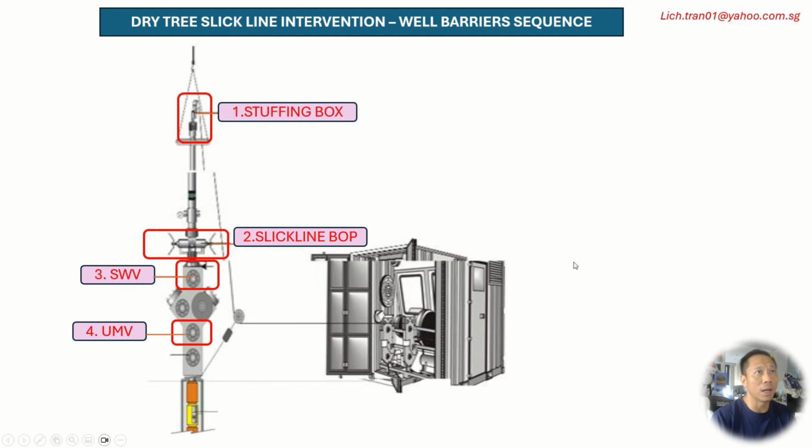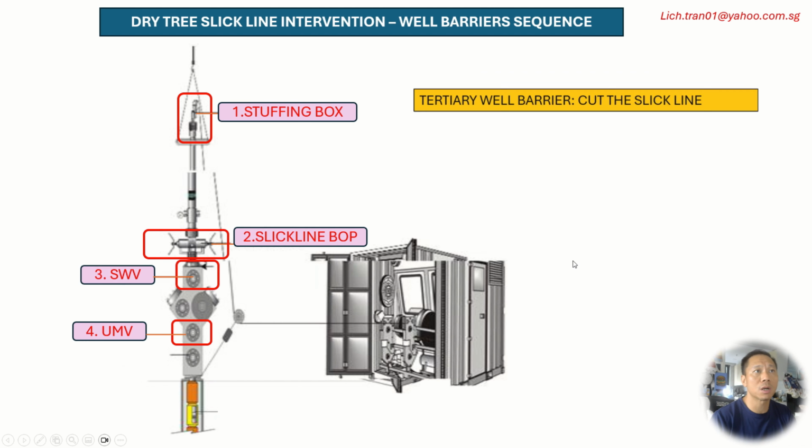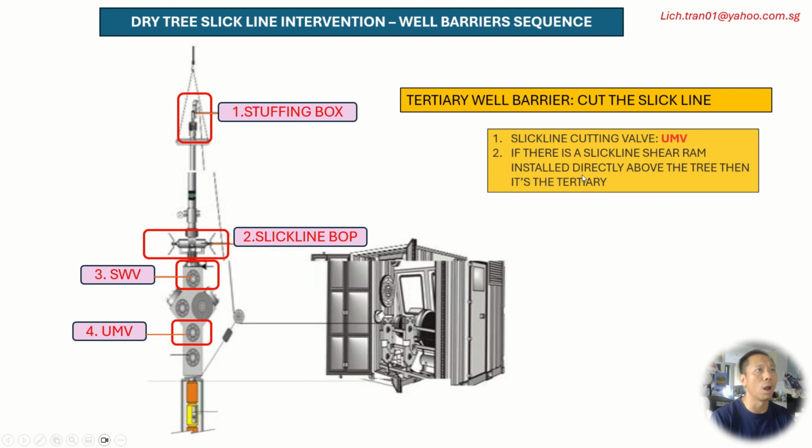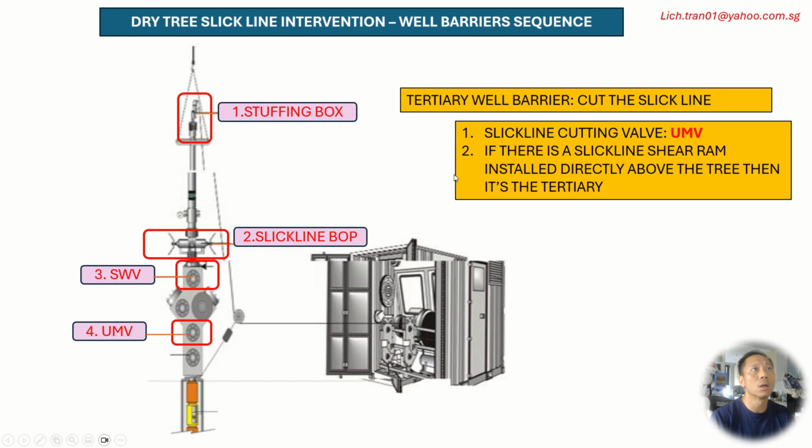And tertiary pressure containment is to cut the slickline or wireline. To cut the slickline, all right, you use the upper master valve, all right? And in case you install another shear ram, a slickline shear ram directly above the Christmas tree, then that will be considered as a tertiary barrier. In this case, they don't use a shear ram in here. So therefore, your tertiary control here is the UMV.